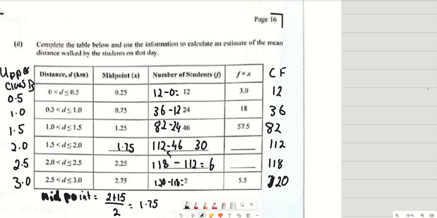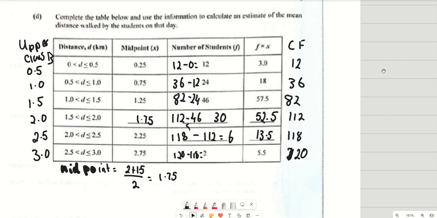So to get your number of students, you're simply taking your cumulative frequency minus the previous cumulative frequency. And that would give you these values. And then fx is self-explanatory. fx is your midpoint times f, so you're simply multiplying. 1.75 multiplied by 30 is 52.5. And then 6 multiplied by 2.25 is equal to 13.5. Right? And that's how you would complete this table.